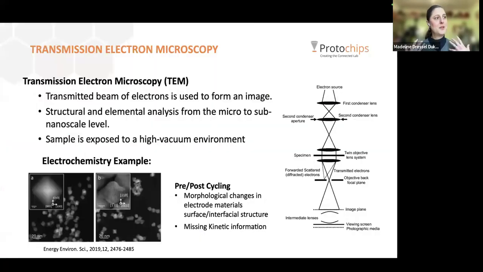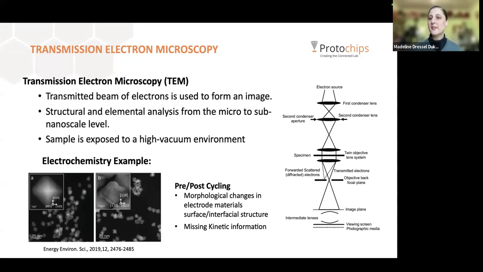Of course, I'm sure many of you are very familiar with the TEM, the transmission electron microscope, in which a beam of electrons is used to form the image, and it really allows us to get structural and elemental analysis of a material all the way from the micro to the sub-nanoscale level. Of course, in order to do these types of experiments, the sample has to be subjected to a high vacuum. And these are used across a wide variety of different disciplines.